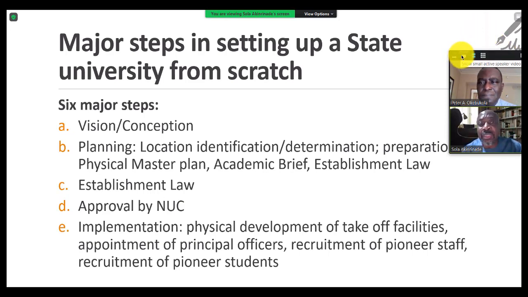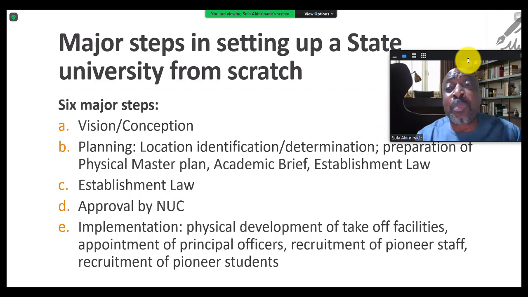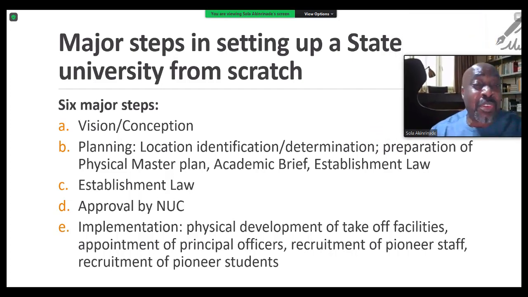One is vision and conception. That is, the administration itself must have a vision for it. That vision could be a product of politics, could be a product of altruism, could be a product of agitation from the local communities, and could be a product of agitation from even the colleagues of the governor in the state. So sometimes we as academics have to work with the vision and try to make it better, because it's not always the best. It's not always based on reality or needs.